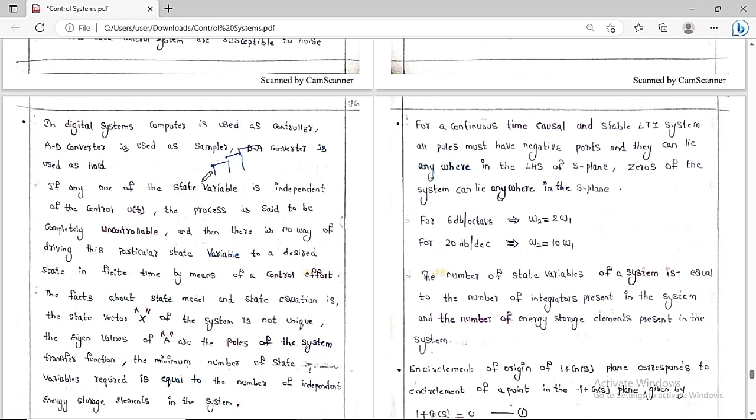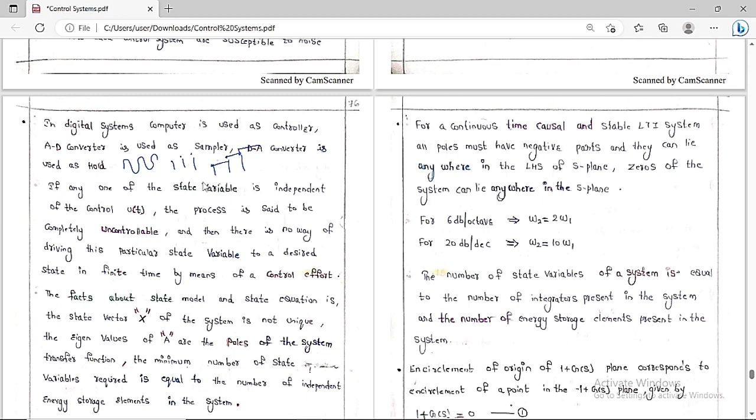The A to D converter, the analog to digital converter, is basically used as a sampler. Basically there is an analog signal and I want to get the digital signal. With the help of sampling, at particular instants of time, we get the digital signals. This is called a sampler or sampling. So with sampling we get the digital signal from the analog signal.